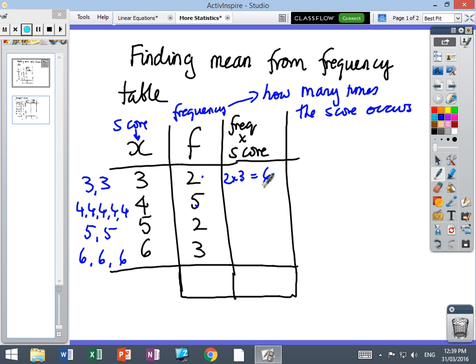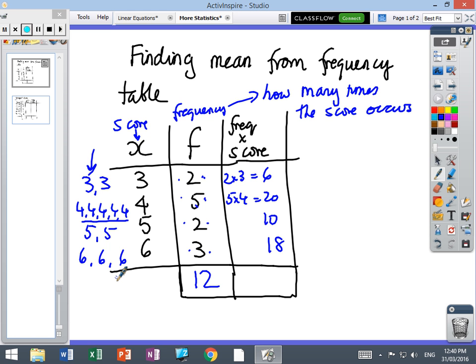And if there's 5 scores of 4, if we find the average, we're going to add them up, but otherwise, we just go 5 times 4 equals 20. Again, 2 times 5 is 10, and 3 times 6 is 18. So when we looked at the frequency, there's 2 scores, there's 5 scores, there's 2 scores, there's 3 scores. So 2 plus 5 is 7, 7 plus 2 is 9, so that means there are 12 scores, which we can see over here.